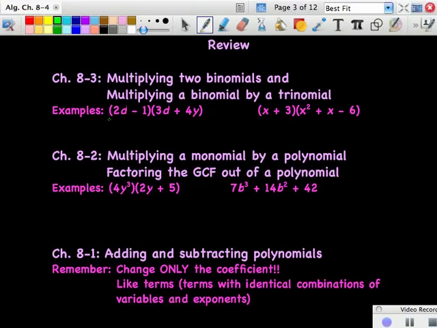Starting off with our review. In chapter 8, section 3, remember this was the FOIL or box method, whichever one you wanted to use. Remember that FOIL is first.